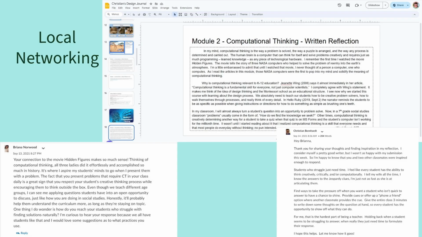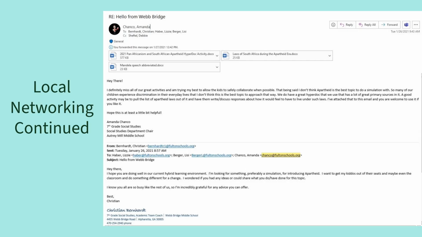I've built my local network by collaborating with fellow classmates. I remember one particular post from a classmate very early in my program. I had talked in the original post about turning a student's question back on them, asking, "How do we find the knowledge we seek?" My classmate asked me how I reach students who struggle with finding solutions naturally. I really had to think about how I respond to those students, but I was then able to provide some advice back to my classmate.